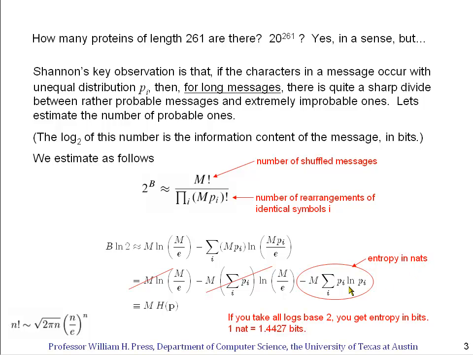If we had used the log base 2 here, which differs just by a constant after all, we would get the entropy in the conventional unit of bits. And in fact, the conversion factor is that 1 nat is equal to 1.4427 bits. This is, of course, 1 over the natural log of 2.